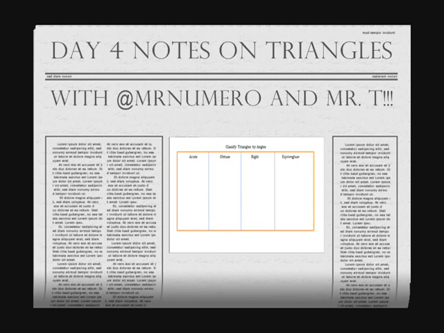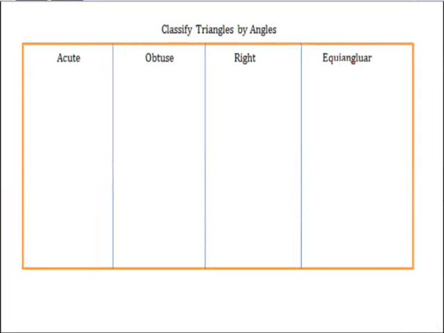Alright, so welcome to the day 4 notes on equilateral and isosceles triangles. First thing we're going to do today is we're just going to try and write some things down. We can classify triangles by angles, and we're going to write some things down about those triangles and maybe draw some pictures, okay? So let's first look at an acute triangle.